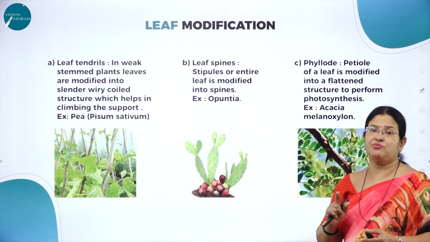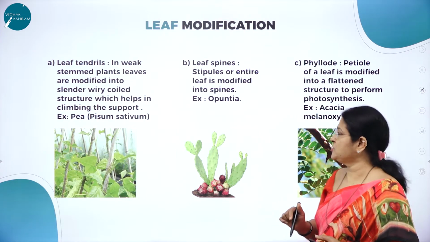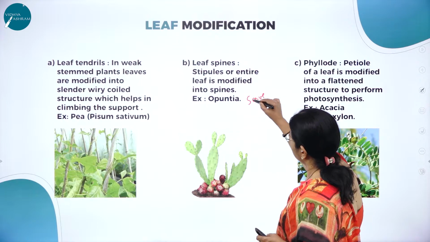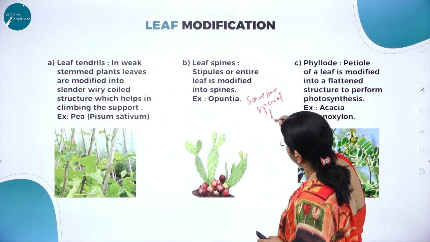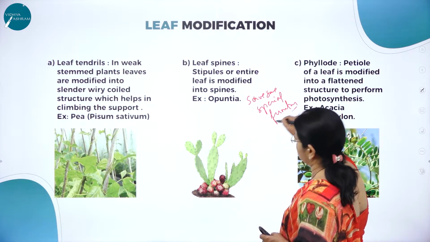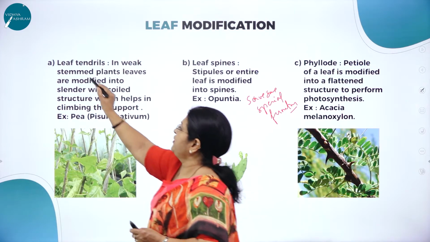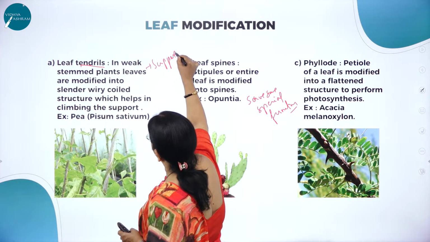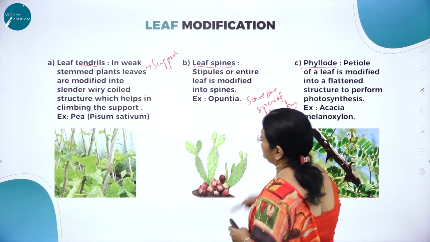So what is leaf modification? A slight change from the original appearance. Why does it undergo modification? To serve some special functions. Now let us see what those functions are. First and foremost is leaf tendril. Leaf tendril is for what? For support. Then here you can see the leaf spine, and third we can see the phyllodes.